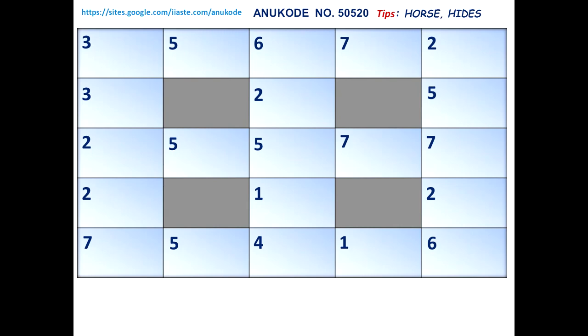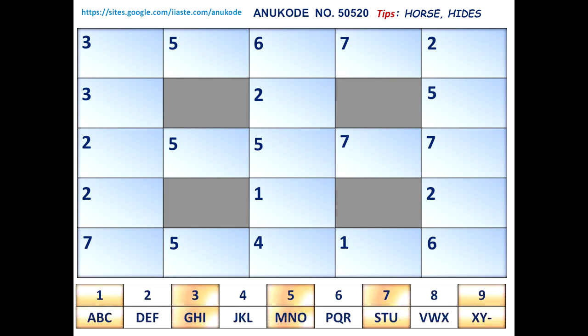Anukode Crossword Puzzles are puzzles that combine numbers and letters to form standard English words. Now, to start off, let's look at this. The number 1 represents A, B, or C. Number 2 represents D, E, or F, and so on until number 9, which represents X or Y. Now, in this crossword, we have a tip. The tips are two. We have the word horse and the word hides.